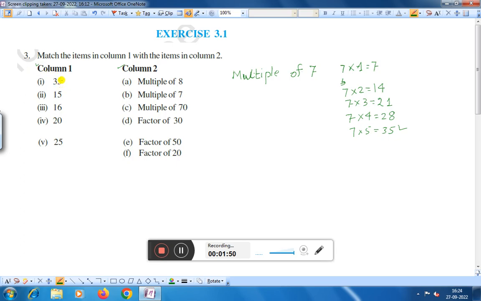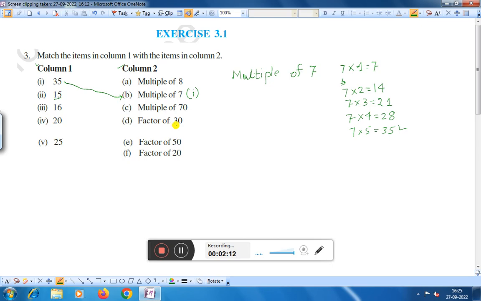A will match with B. I can write as 1. Therefore, multiple of 7 means 35. Right? Now the question is 15.